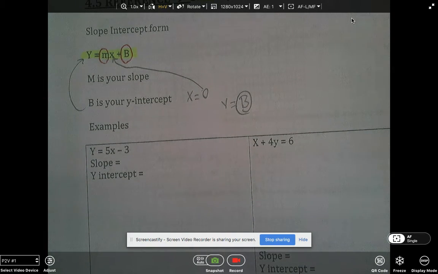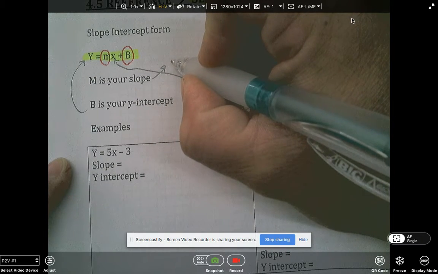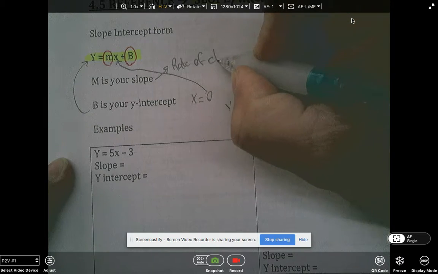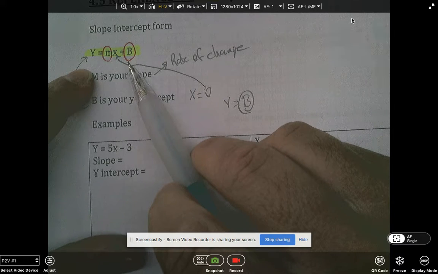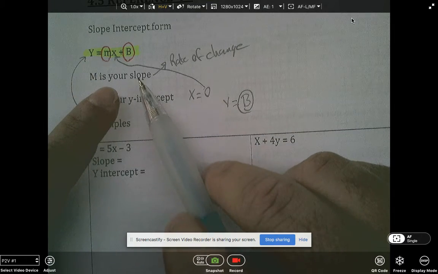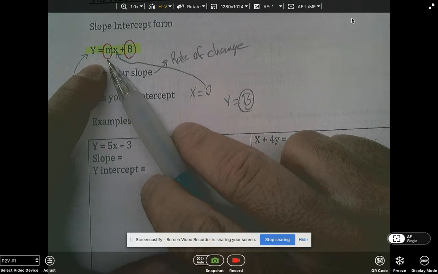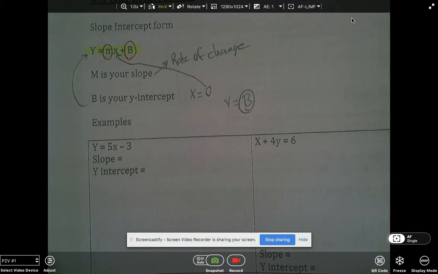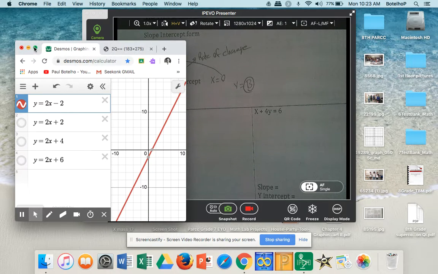And then your slope is your m term. So we'll write here, remember, slope also stands for rate of change. As long as you have it in this form, mx plus b, all you really need to do to graph is start at your y-intercept and move according to your slope, and you get 2 points that way.